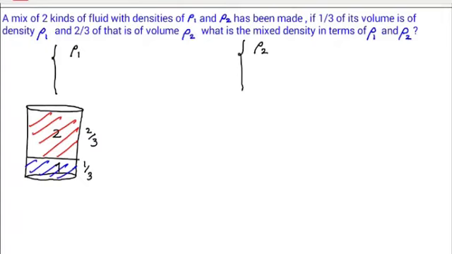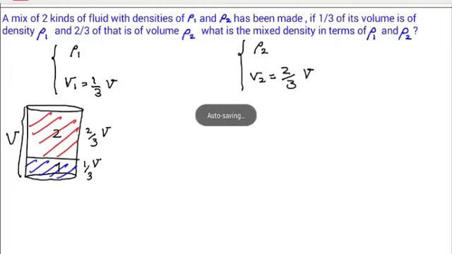So if we consider the total volume of this graduated cylinder V, okay, let me consider the total volume of the cylinder V. So we can write 1/3 of V and 2/3 of V, and V is the total volume of the cylinder. So in the bracket again we can continue and write V of 1 is equal to 1/3 of V, and V of 2, the volume of the second fluid, is equal to 2/3 of the total volume. And the total volume of the cylinder is V.